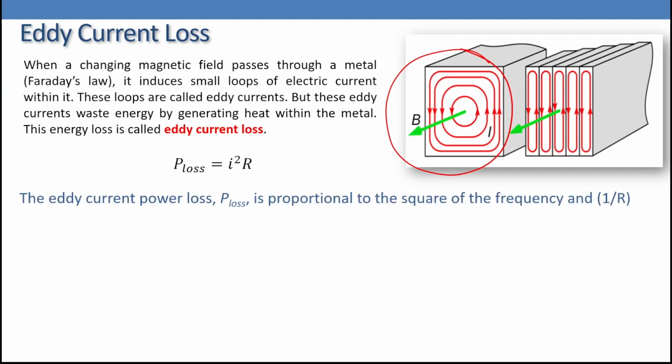From that we can conclude that P loss is proportional to the square of the frequency and to 1 over the resistance. How are we going to reduce these eddy currents? We either reduce the frequency or increase the resistance. Sometimes we cannot reduce the frequency.